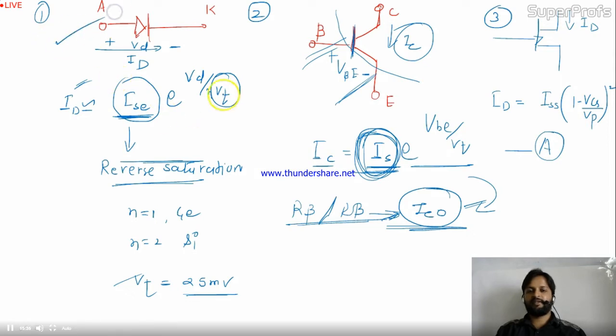We discussed already the diode. Now we are discussing the transistor part, and later we'll see the FET, right? So in the diode, the current is given by ID equal to IS e to the power VD divided by eta VT. If we come into the transistor, the current is IS e to the power VBE by VT. And if we talk about the FET, it is ISS times 1 minus VGS by VP whole square. Is it okay? So let's come to the next topic now.